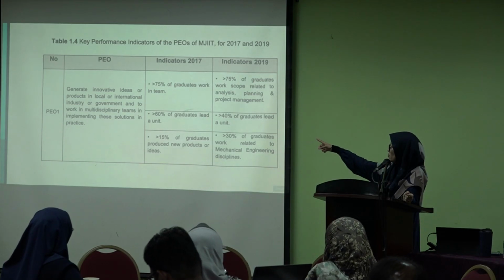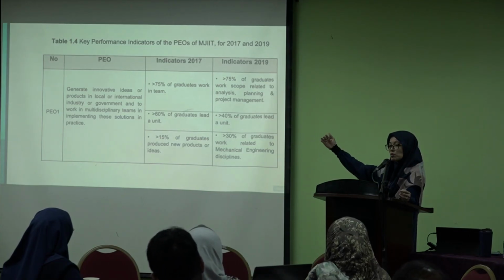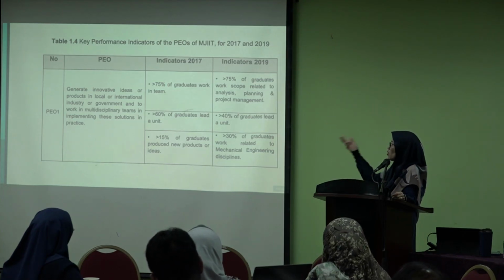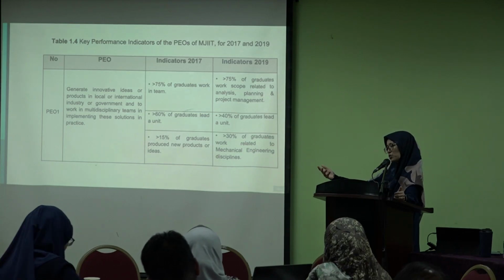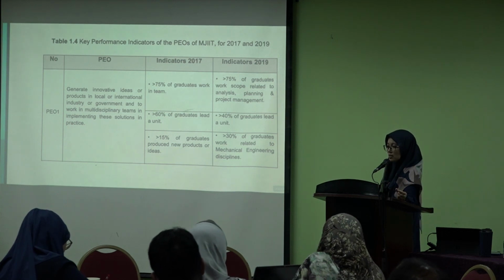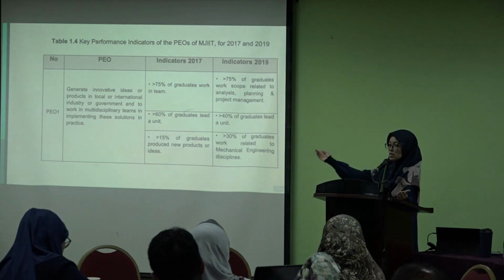So you can actually, from 60, in this case for example, the second and the third one, the second one, it drops from 60 to 40. Why? Maybe after they think that, tak logic lah, 60% is too many. 60% of 100 is 60 students. 60 students leading a unit, there's so many, how many je unit available? So why not we reduce it to 40? This is what you can do.